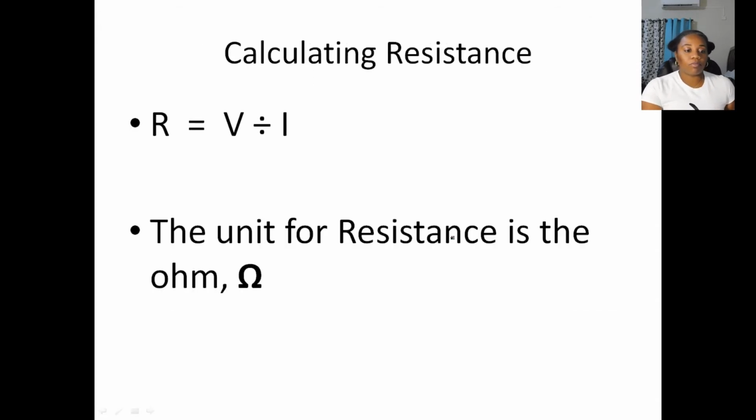Okay? When you're calculating resistance, this is the equation we use. You divide the voltage by current, and the unit for resistance is the ohm. Some people call it something else, but the real name is ohm.